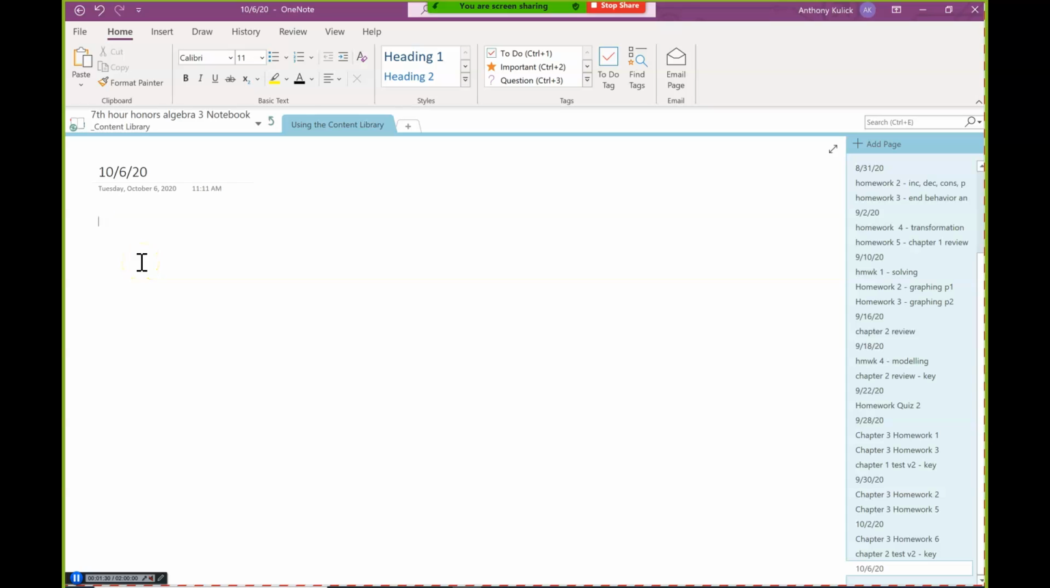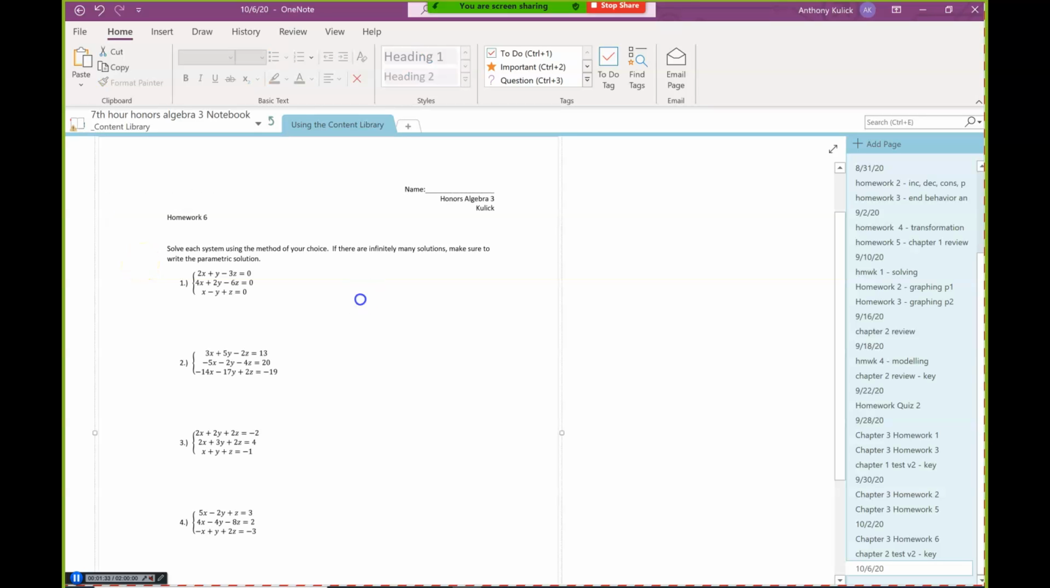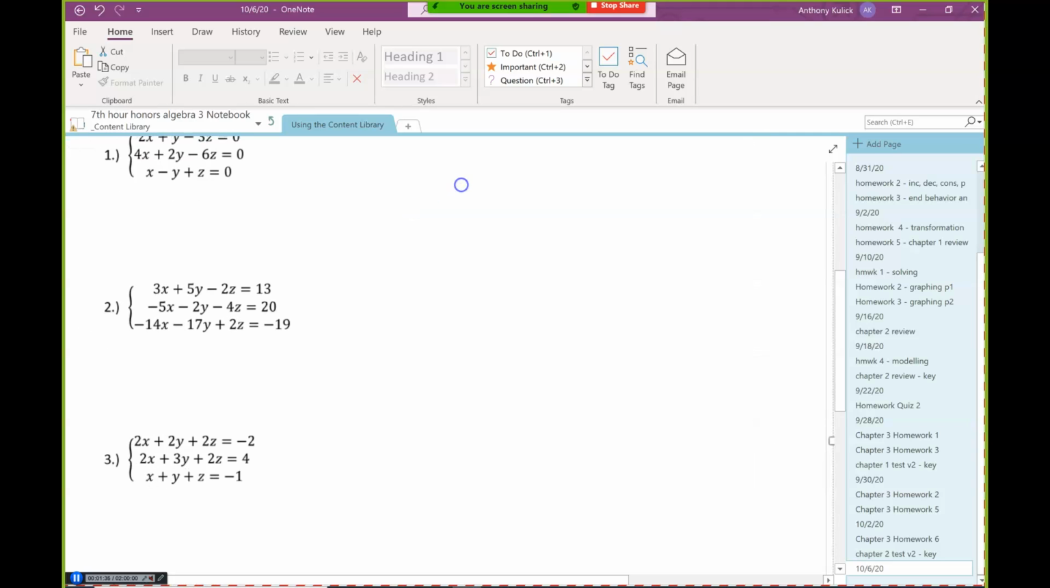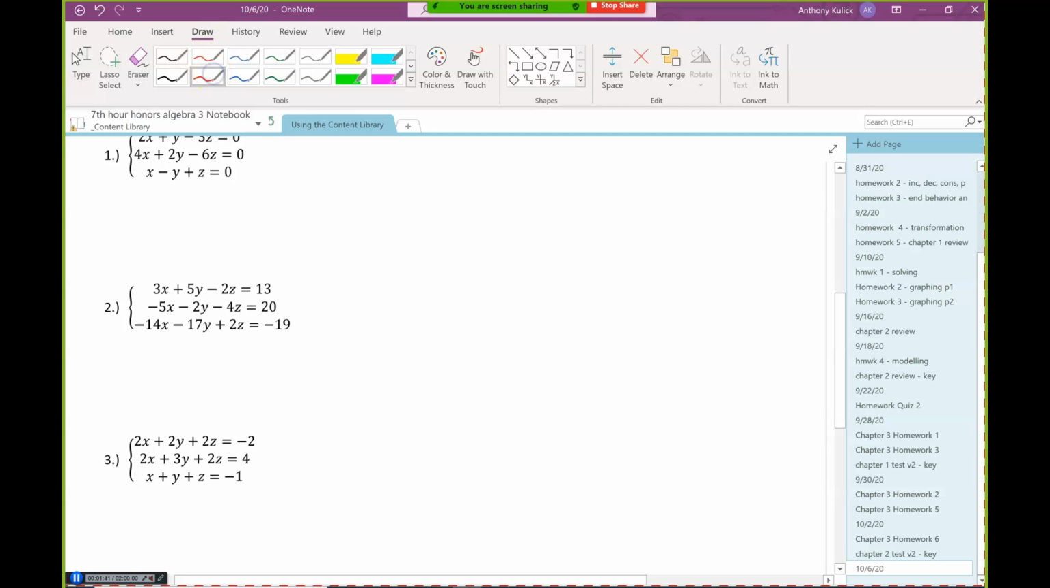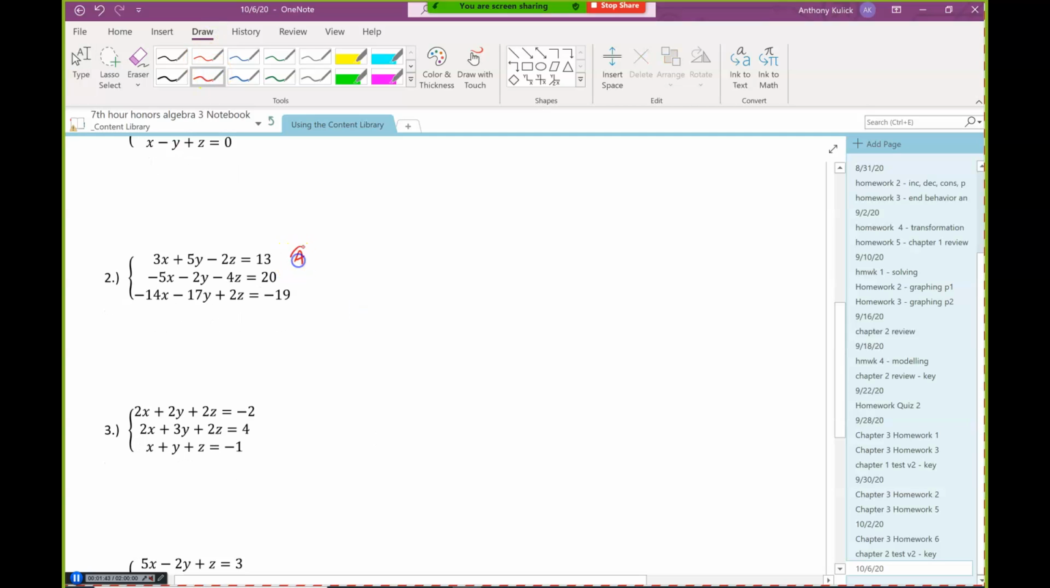So number 2 on homework 6. Amy, you'll help me out with this a little bit and tell me which variable did you try to cancel out first? Z? Yeah. Great. And what did you do to do that? B plus 2C. Okay. Good. And what else? Yep. Good.